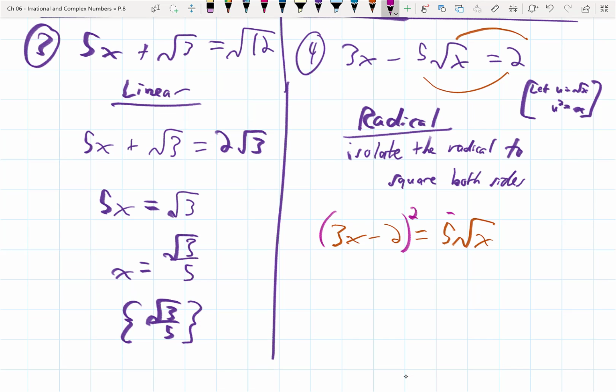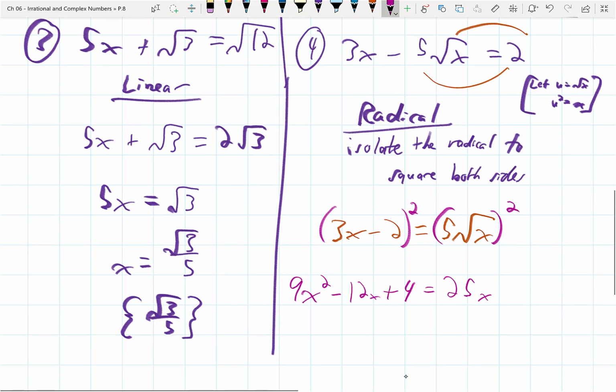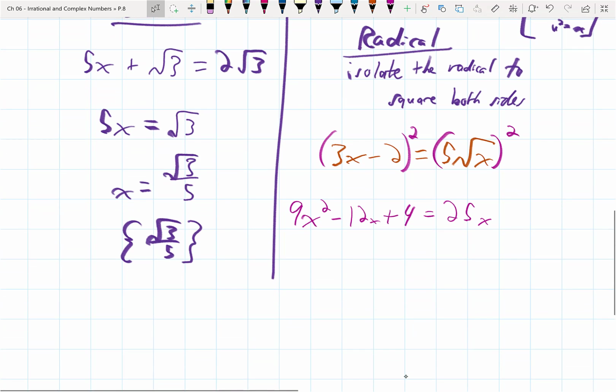Square the left side, square the right side. How do you square the left side? 9x squared. What's my next term? Plus 4. Don't forget the 12x. Equals 5 squared is 25. Root x squared is x. Subtract everything over to the left side, and I get 9x squared minus 37x plus 4 is equal to 0.